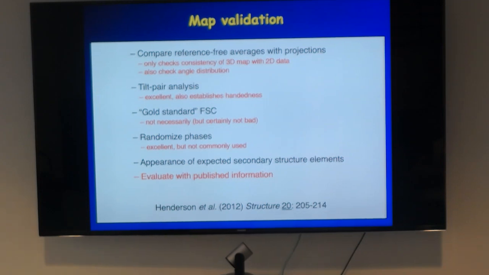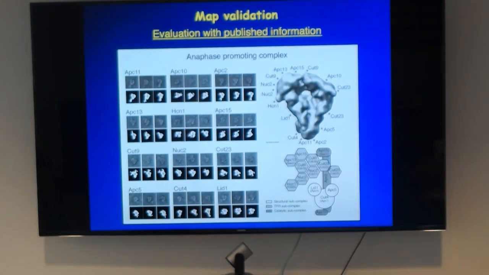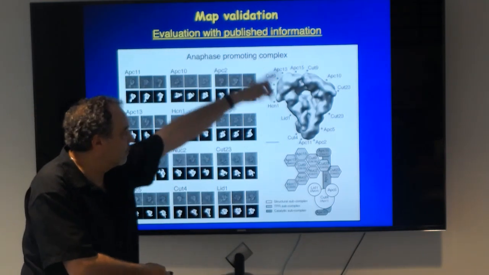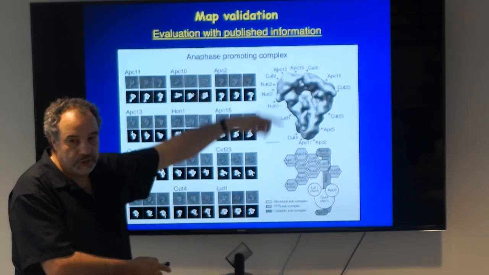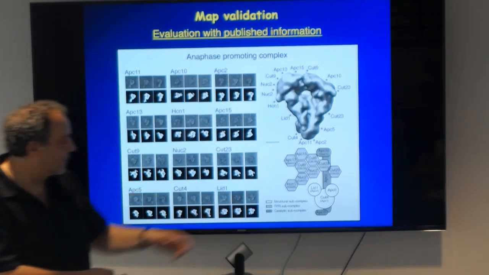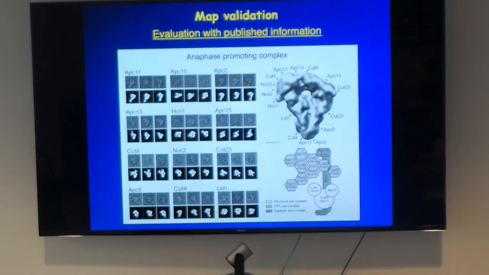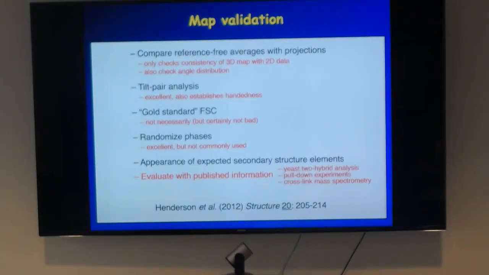And so what I would say, whenever you have a structure, even at high resolution, the best thing you can do is to evaluate it with respect to what is known about it. So we did this, for example, with this APC structure. We had a lot of antibodies, so we did a lot of antibody binding, so we could roughly say what the subunits are, and we could compare this with an interacting map that was obtained by yeast two-hybrid. So it actually matched up pretty nicely, so we were fairly confident that this was a reasonably accurate structure at the time.